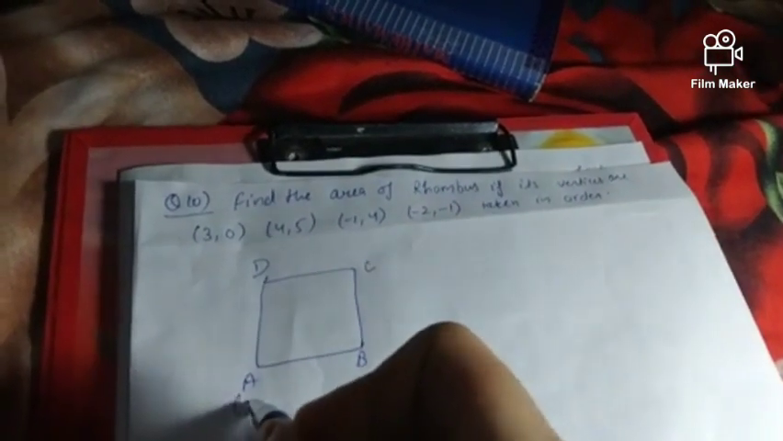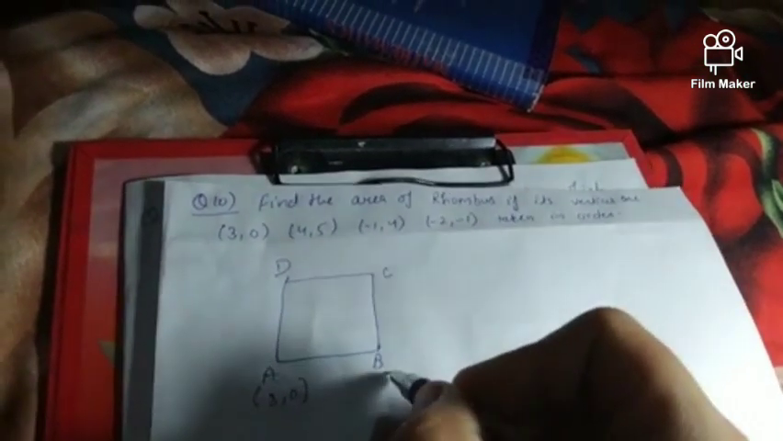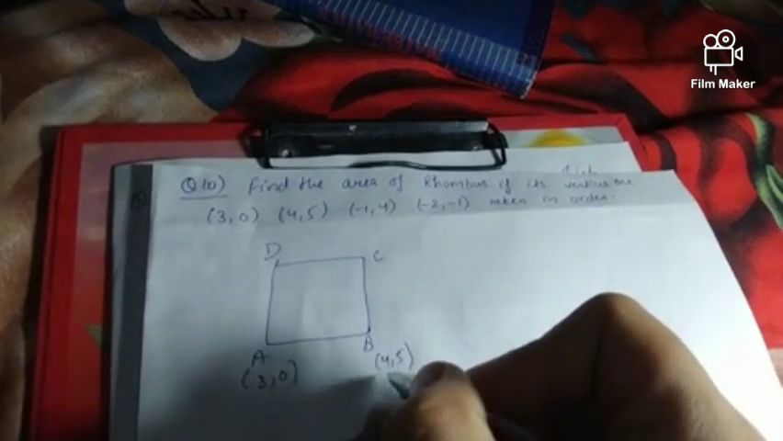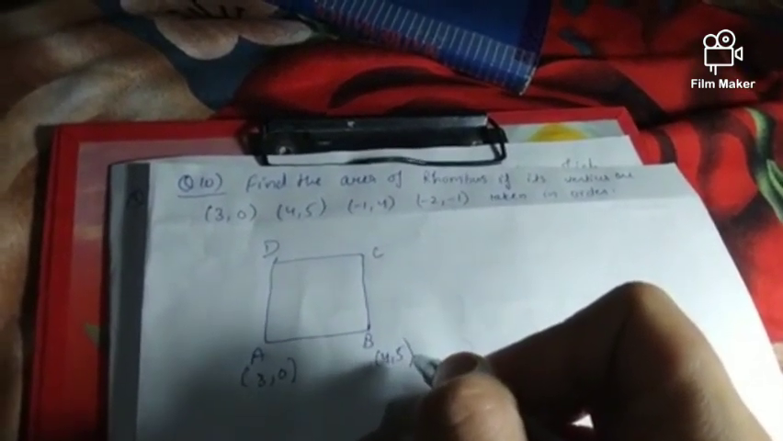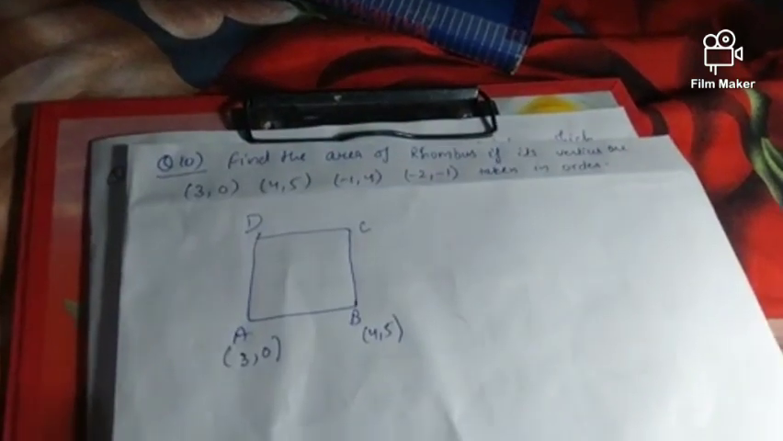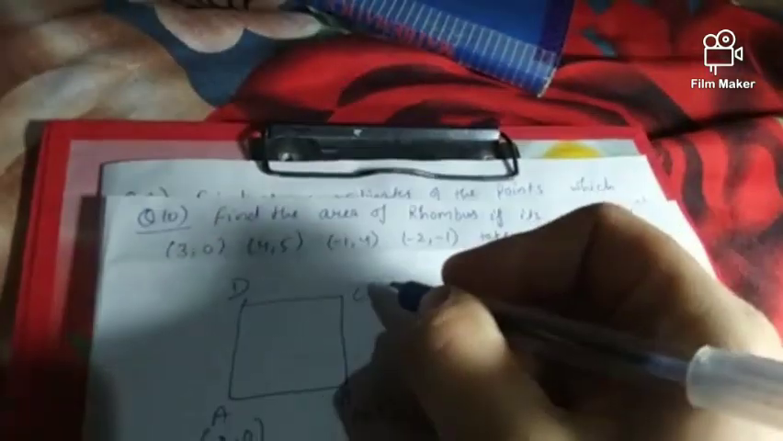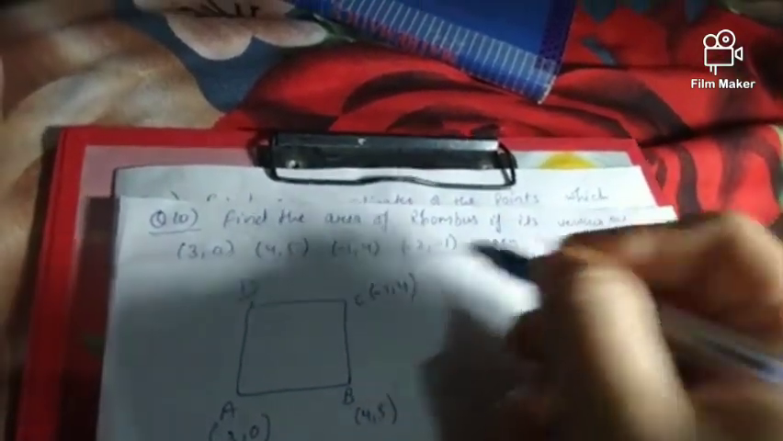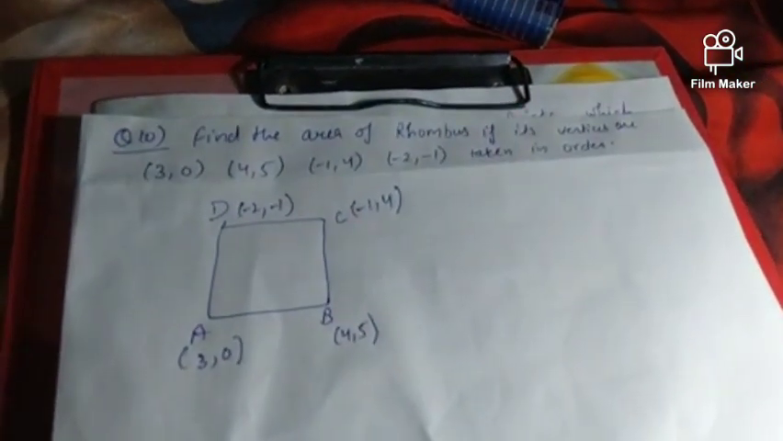They have given us the vertices. First one is (3, 0). Second one is (4, 5). No one will write any other except (4, 5) because they have told you all the vertices are taken in order. (3, 0), (4, 5). Then (-1, 4) will come. Then next (-2, -1) will come. Is it clear to all?